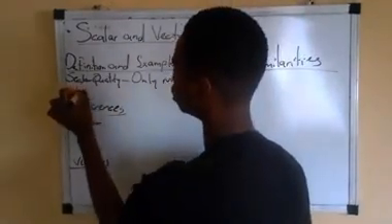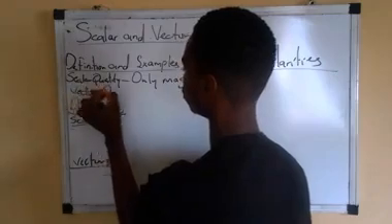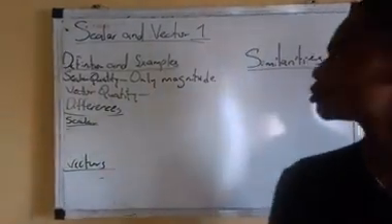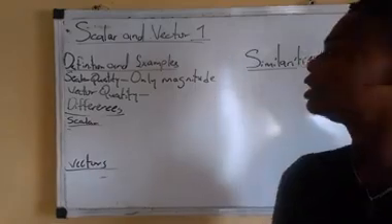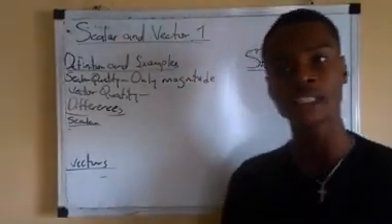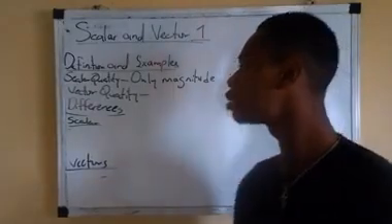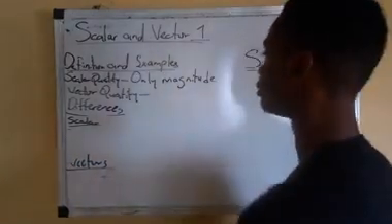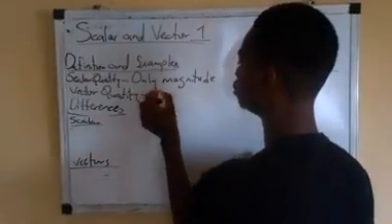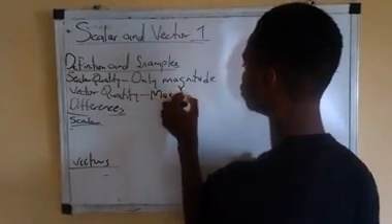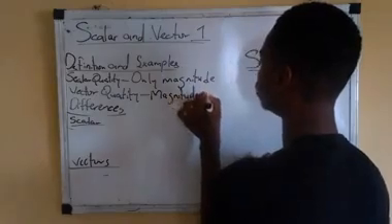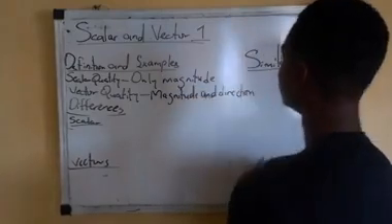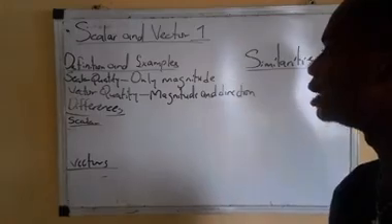Now, vector quantities. These are quantities that have both magnitude and direction. I repeat, vector quantities are quantities that have what? Both magnitude and direction. So we have magnitude and what? Direction. They have both magnitude and direction.